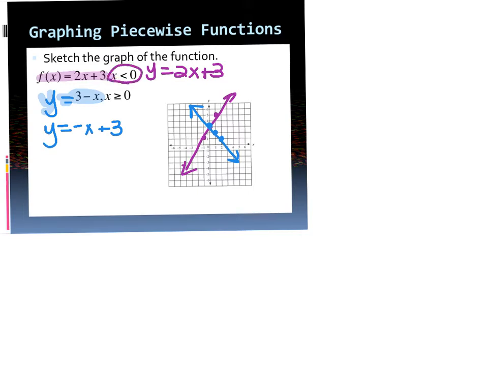So the first one says that that purple line is only a line for where the values of x are less than 0. So I'm going to go back to my purple line. I'm going to find where x is 0, which is here. Less than would be everything to the left of it, which is going to point back down here. And I'm going to erase everything that's to the right of it.